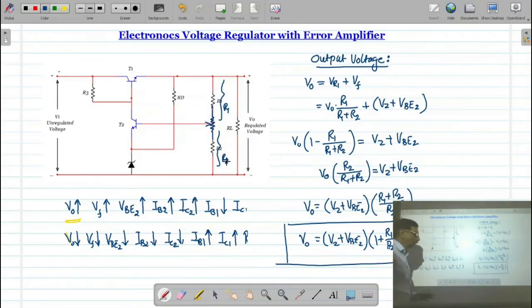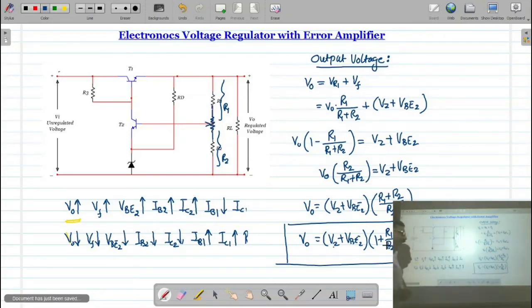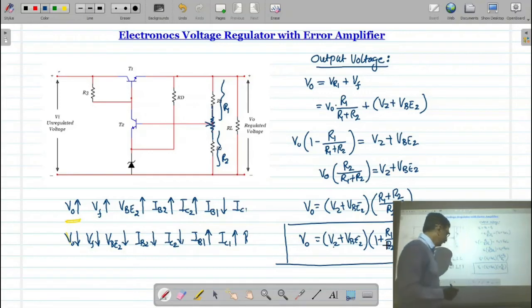Correct? So you have to remember the output voltage depends on what value of Zener is connected, as well as the ratio of R1 and R2. Okay. Now let us see how to calculate all these values, means how we can design the regulator circuit.